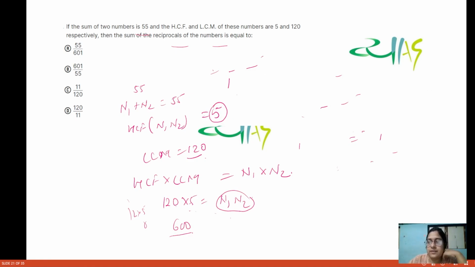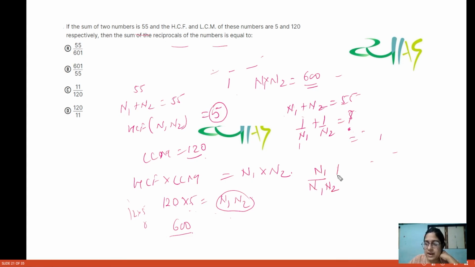So now, N1 into N2. You are given N1 and N2, and the product of N1 and N2 is equal to 600. Now you are asked the sum of the reciprocals of the numbers. N1 and N2 have sum 55. You are asked 1 by N1 plus 1 by N2 is equal to what? So see, if we divide 55, the sum of N1 and N2, by N1 into N2, basically both sides we are dividing by N1 N2.